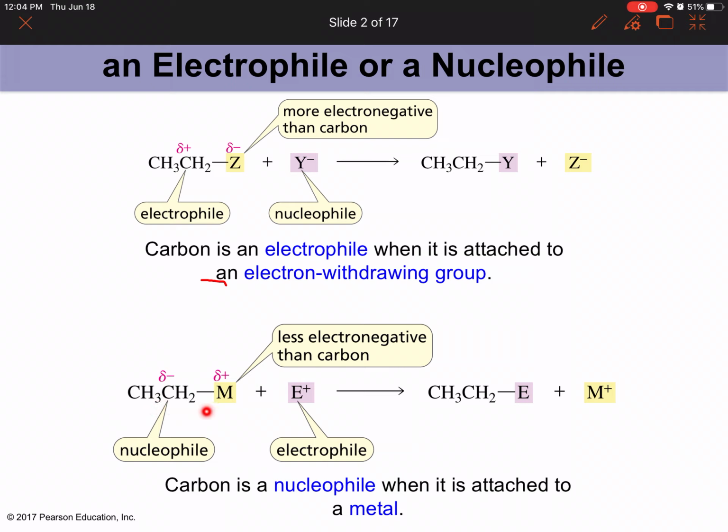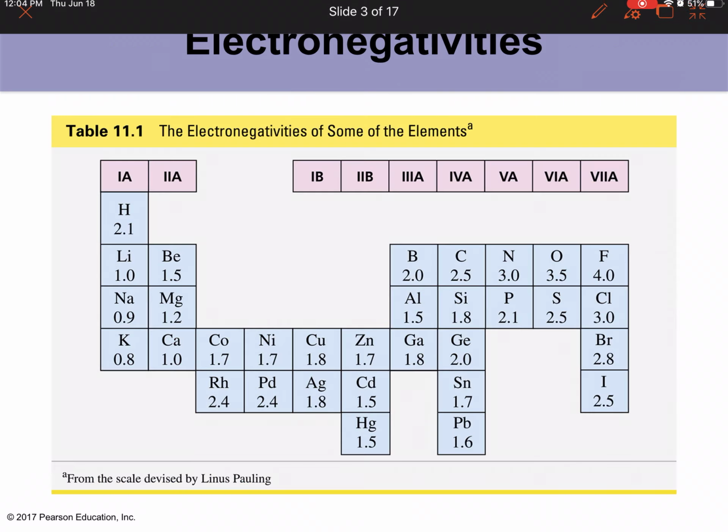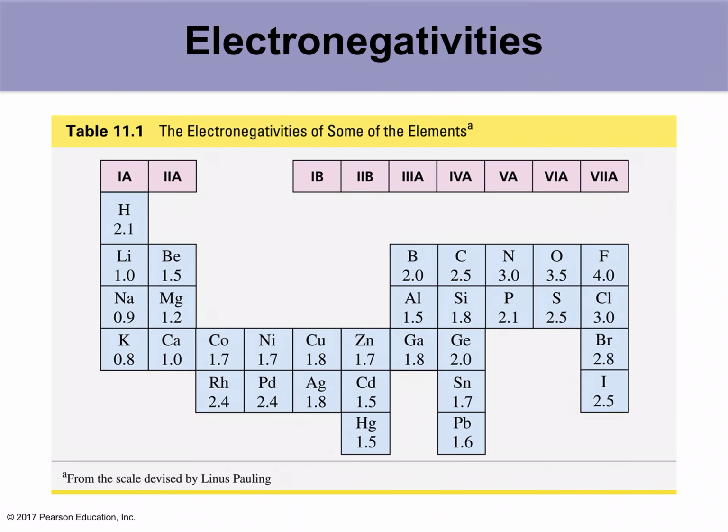Now the nucleophile can react with another electrophile. Anything that has less electron density, it can go and attack to form the ethyl group and the electrophile, and then the metal will be lost. So carbon is a nucleophile when it is attached to a metal, because of the electronegativity difference. You can see here carbon is 2.5 and all the metals are lower. You know that the left side of the periodic table consists of metals, and on the right side, when you look at that zigzag line, that tells you the non-metals are on the right side of the periodic table.